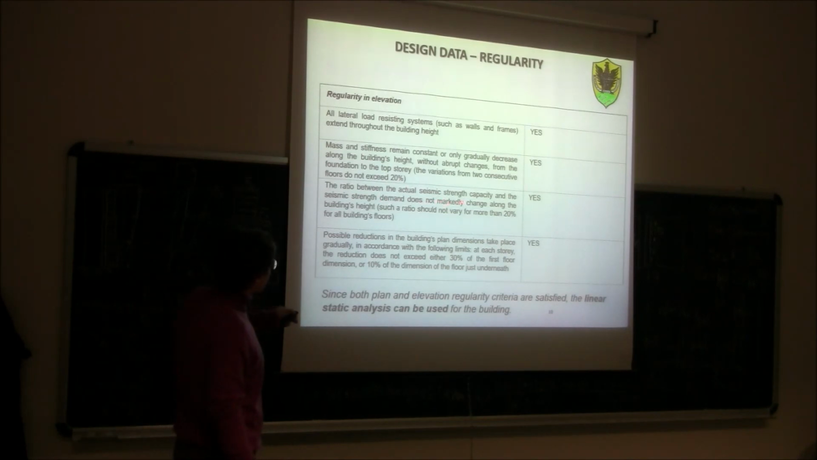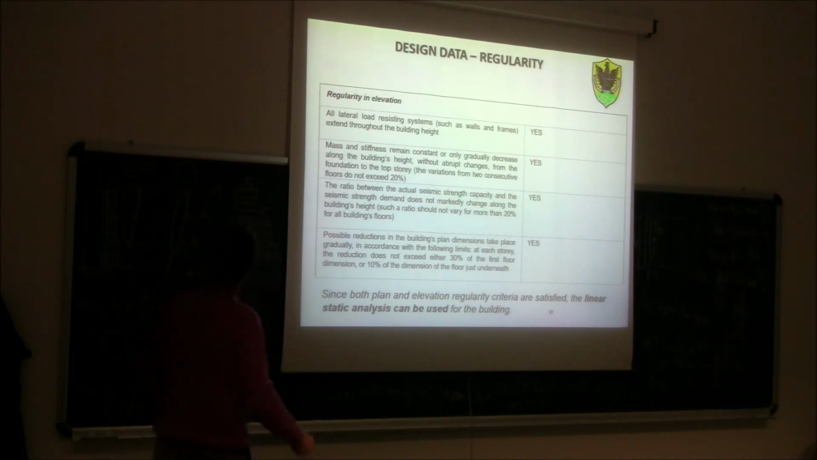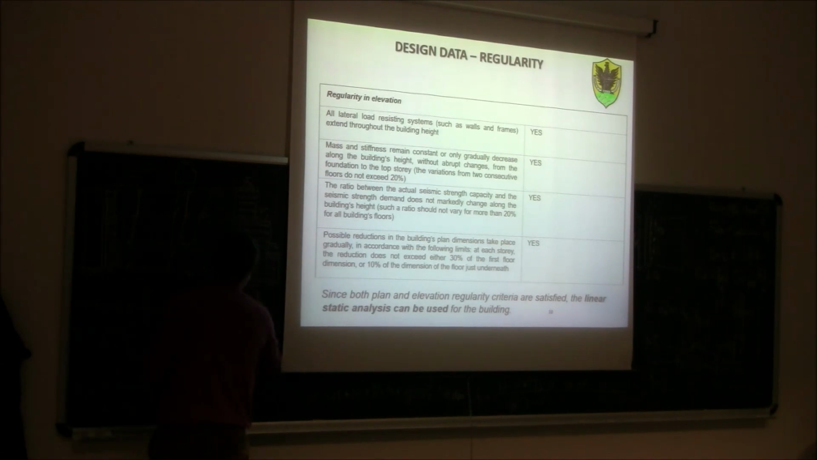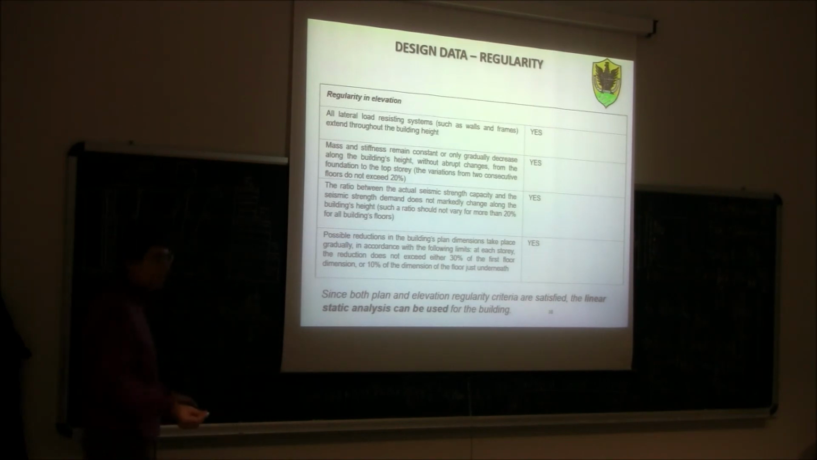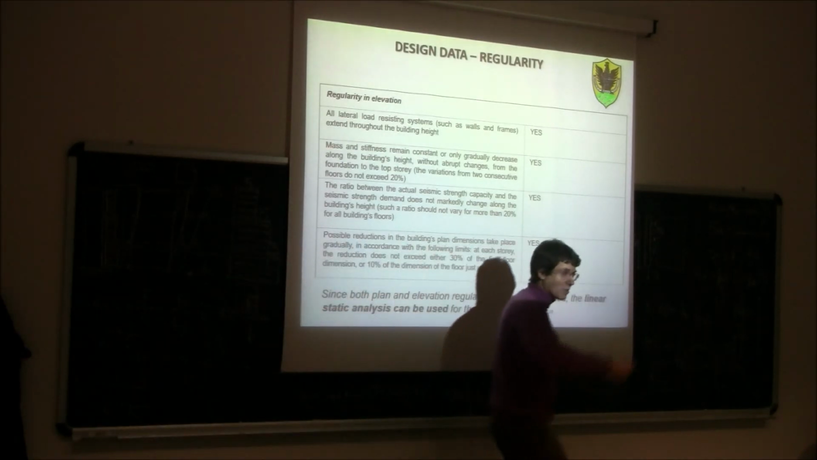The ratio between the actual storey strength capacity and the storey strength demand does not materially change along the building height. And possible reduction in the building's plan dimension takes place gradually in accordance with the following limits. At each story, the reduction doesn't exceed either 30% of the first story dimension or 10% of the dimension of the floor just below. So we can't have a building like this, or even worse, a building like this. Okay, you understand the picture. We could have it, but then we are no longer regular in elevation. So in your case, just keep a very simple straight building.